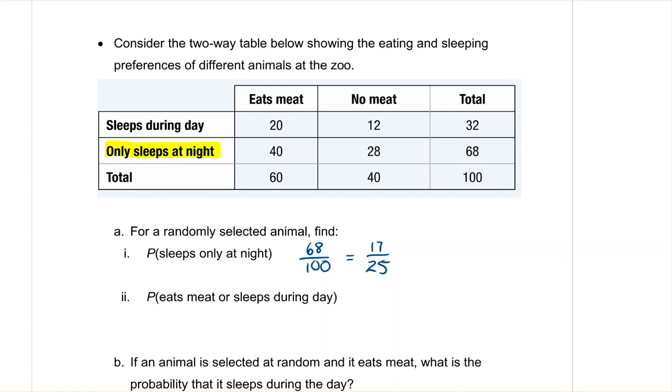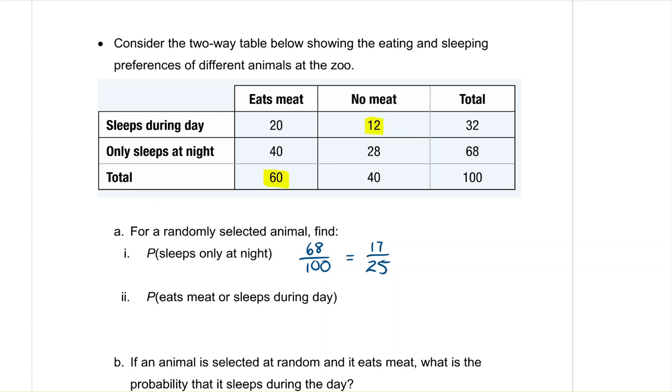Okay, let's try the next question. Find the probability that the animal eats meat, or sleeps during the day. Okay, so eats meat is, how many animals eat meat? 60. That's the total number of animals that eat meat. But it says or sleeps during the day. Okay, it can still count if it doesn't eat meat, but it sleeps during the day, which is the 12. Okay, remember, or can be either one of them.